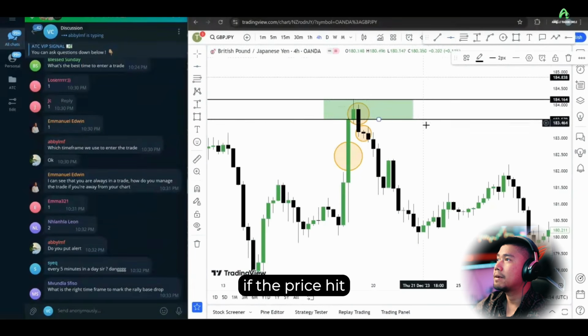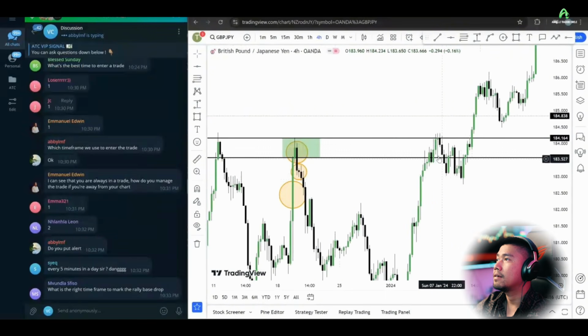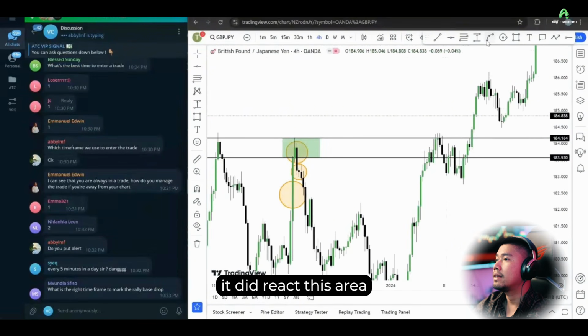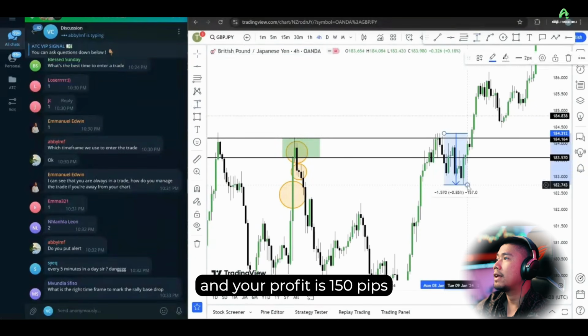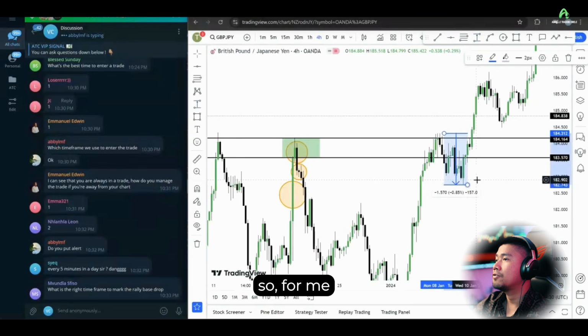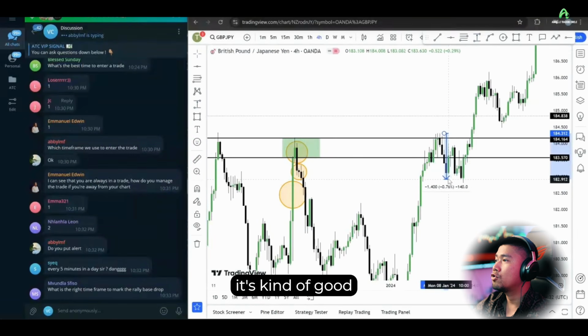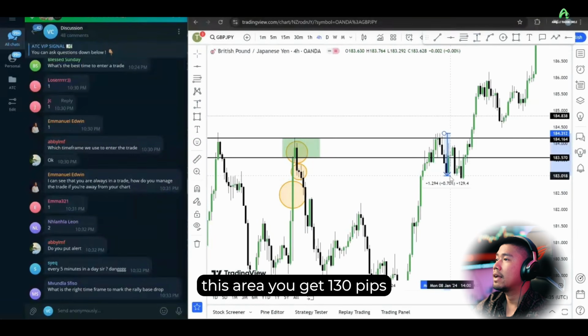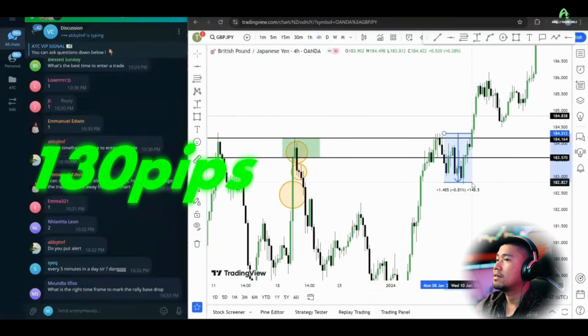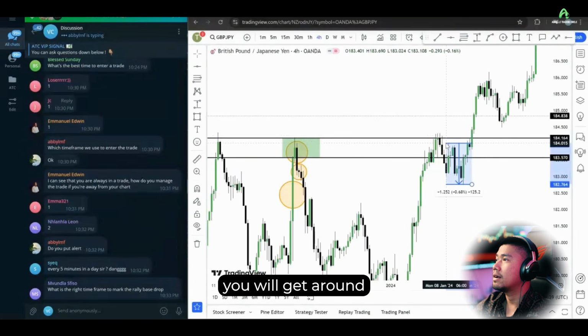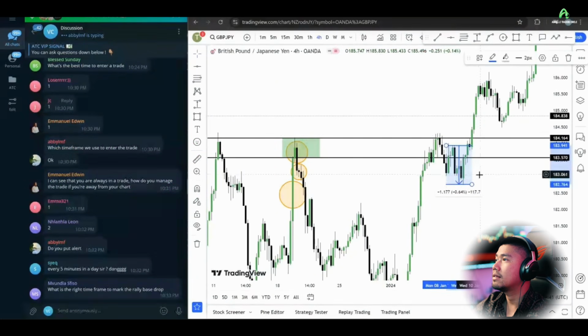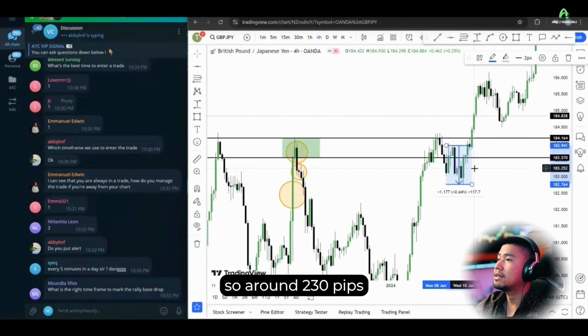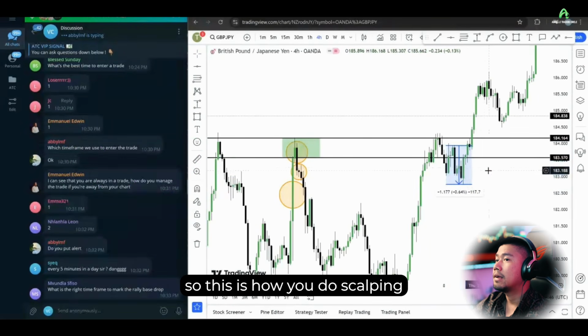So let's see if the price hits this area or not. Okay, yeah, see, it did react at this area. Okay, you see the zone is about 60 pips and your profit 150 pips. So for me, it's kind of good because if you do scalping, in this area you get 130 pips, and in this area you will get around 100 pips. Yeah, so around 230 pips, somewhere there. So this is how you do scalping.